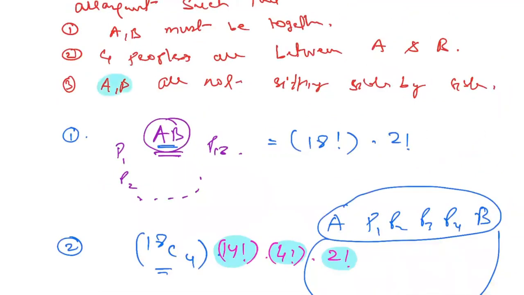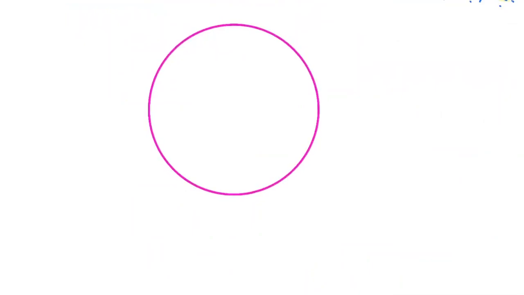And A and B are not sitting side by side. So either we can go by, like, in this circular arrangement, there are P1, P2, P3, P4, P5 up to P18, right? In any circular arrangement, if 18 people are sitting there, so first they will go with factorial 17 ways.